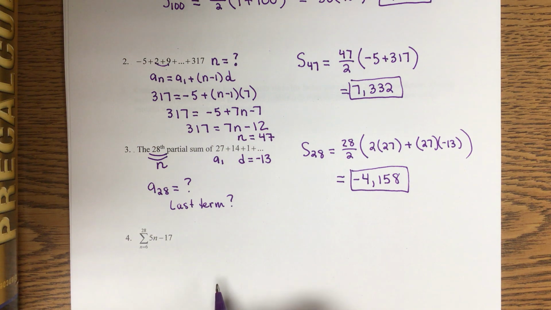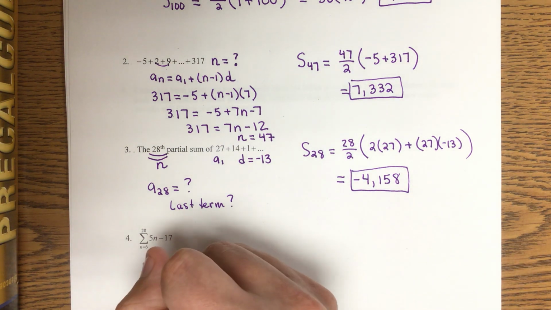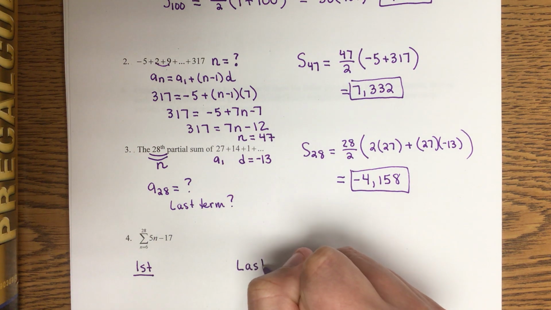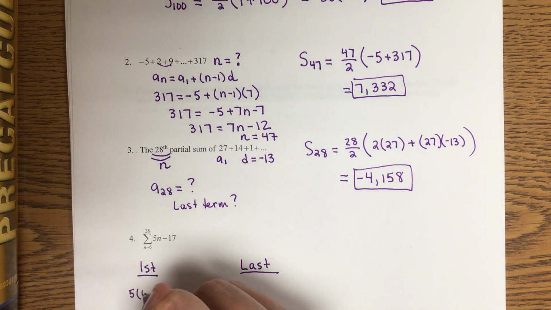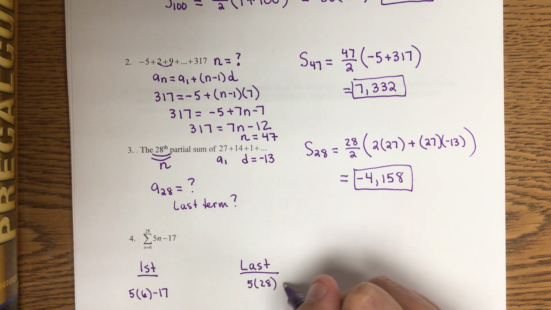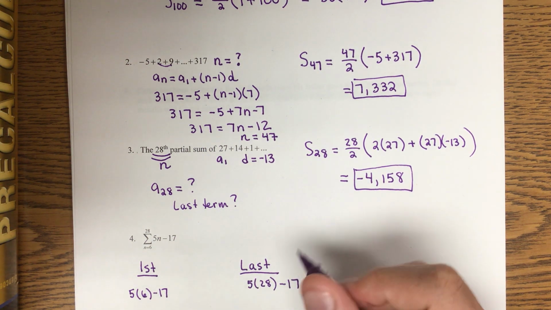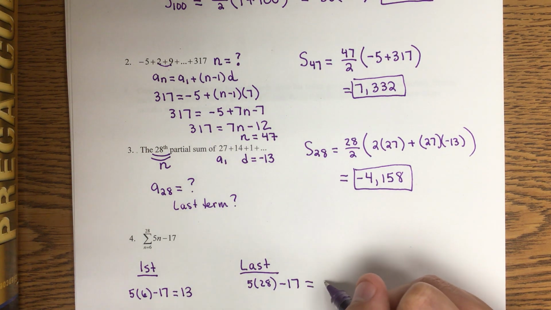All right, so that's going to lead us here to problem number 4. Problem number 4, once again, you can use either formula here. I don't know really the first term, nor do I know the last term. So I'm going to find the first term, and I'm going to find the last term. The first term would just be plugging in the 6, so that would be 5 times 6 minus 17. And the last one would be plugging in 28, so 5 times 28 minus 17. So just to let you know, the first term is 13, the last term is 123.